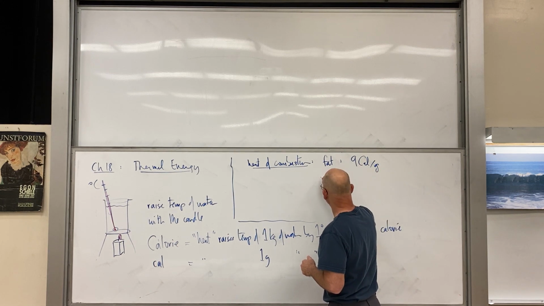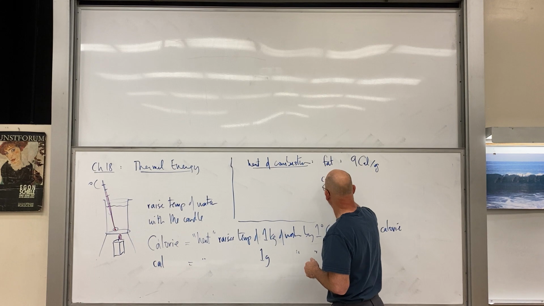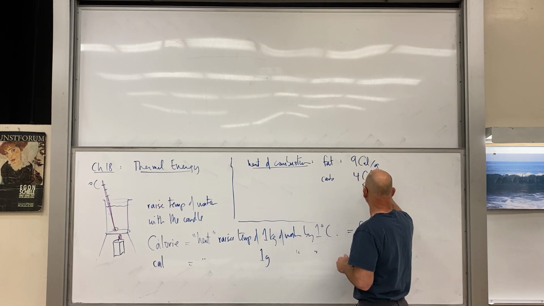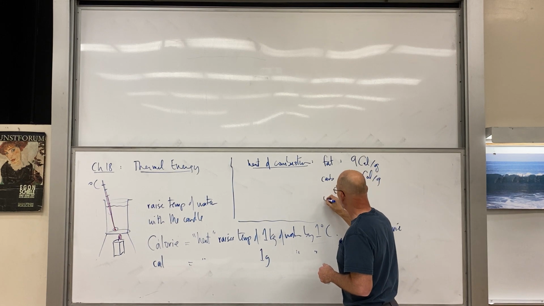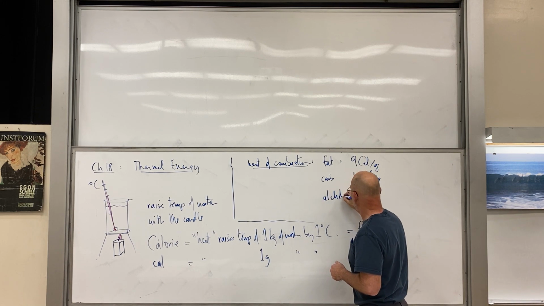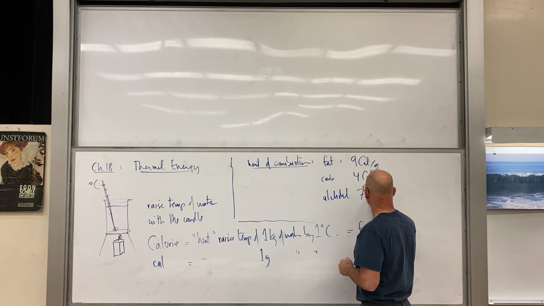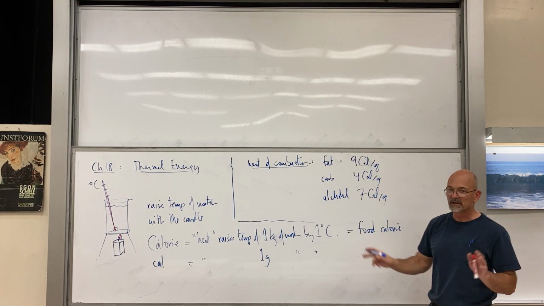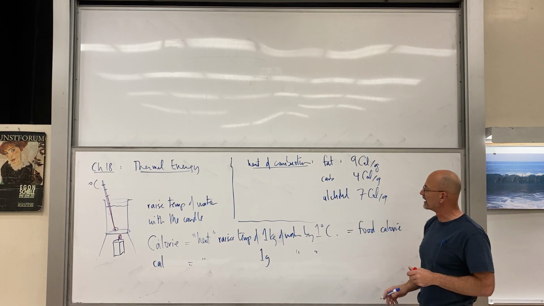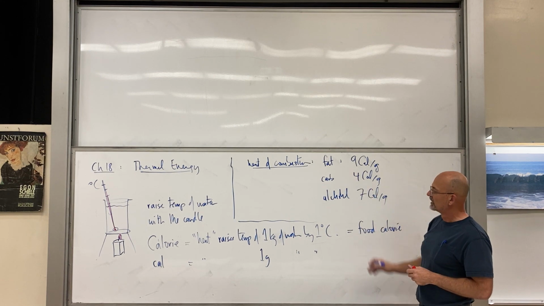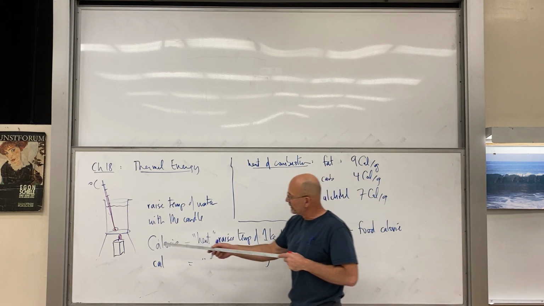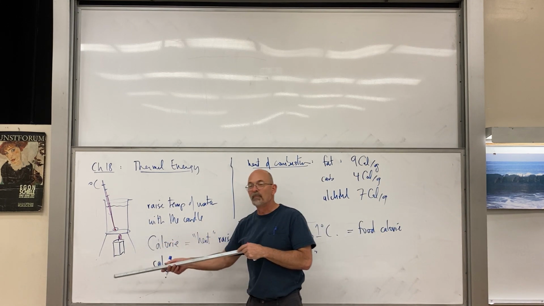And protein and carbohydrate has 4 calories per gram. And alcohol has 7 calories per gram, roughly. And of course, oil and gasoline and wood and what have you, they all have a certain amount of heat of combustion. And the significance of this square candle down here is that it's a butter candle.